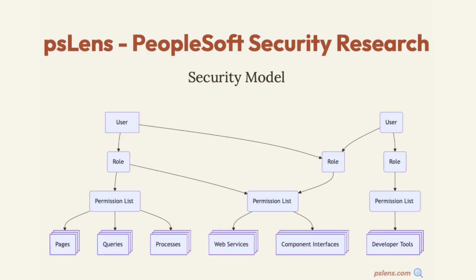PeopleSoft security is a three-level chain. Users get roles, roles get permission lists, and permission lists grant the actual access. Auditing it usually means a stack of SQL against half a dozen security tables or navigating through multiple pages in the PeopleSoft UI. PSLens drastically simplifies this. Let's walk the whole chain in PSLens instead, starting from a user.